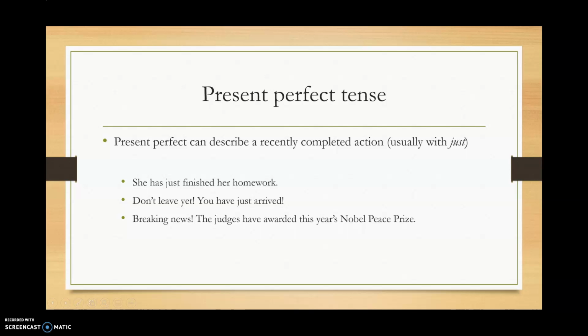Present perfect can describe a recently completed action, often with just. She has just finished her homework. Don't leave yet, you've just arrived. Or on the news, for example, here's breaking news. The judges have awarded this year's Nobel Peace Prize. These events just happened. They're recently completed.